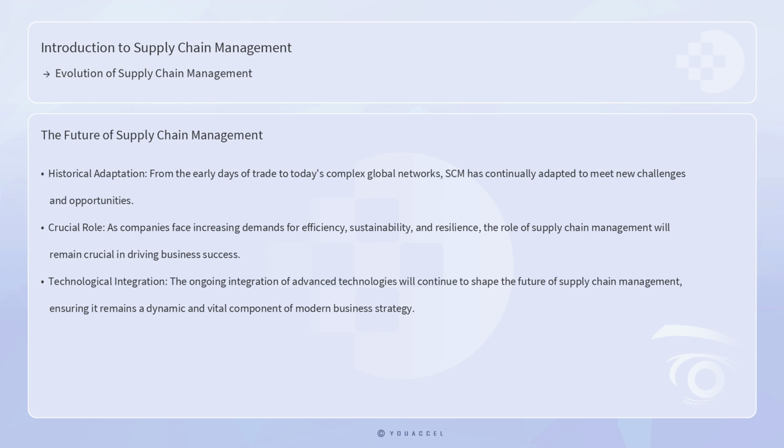In conclusion, the evolution of supply chain management reflects broader economic, technological, and societal changes. From the early days of trade to the complex global networks of today, SCM has continually adapted to meet new challenges and opportunities. As companies face increasing demands for efficiency, sustainability, and resilience, the role of supply chain management will remain crucial in driving business success. The ongoing integration of advanced technologies, coupled with a focus on sustainability and resilience, will continue to shape the future of supply chain management, ensuring it remains a dynamic and vital component of modern business strategy.